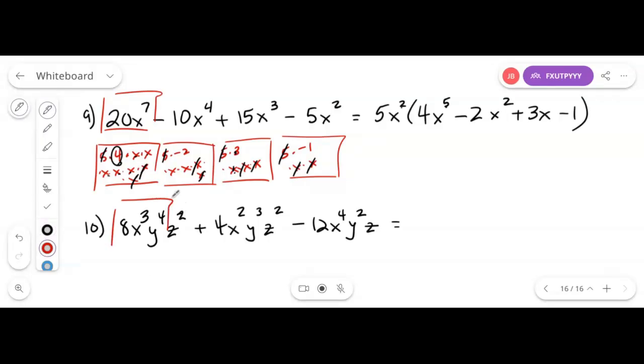This box, whoops, has in it, let's see, let's look at the numbers first. 8, 4, 12. What goes into 8 that also goes into 4 that also goes into 12? That would be 4. So 8 is 4 times 2. Then I have x times x times x. I have y times y times y times y. And I have z times z.